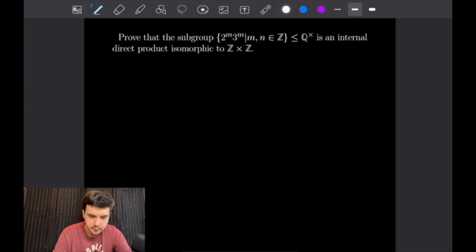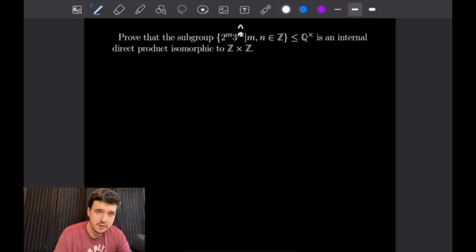So for this one, we want to prove that the subgroup, which is defined as the set generated by 2 to the m times 3 to the m. That looks like that's a typo. It should be 2 to the m times 3 to the n. So let me go ahead and clarify that here. And that will be as m and n range across all integers, which is a subgroup of the rational numbers with multiplication, is an internal direct product isomorphic to the integers cross the integers.